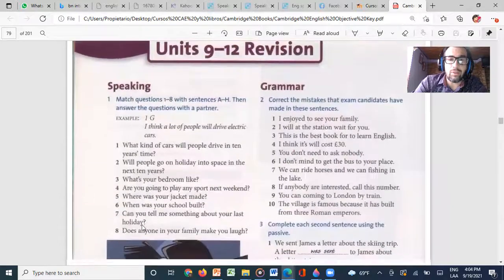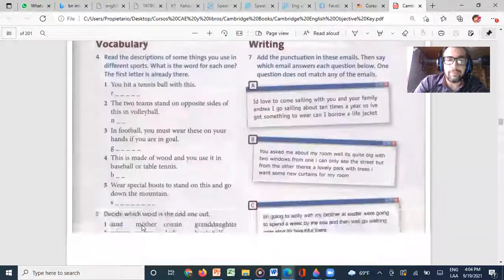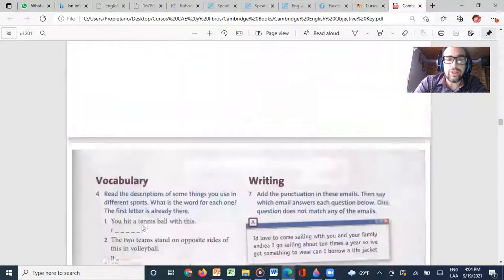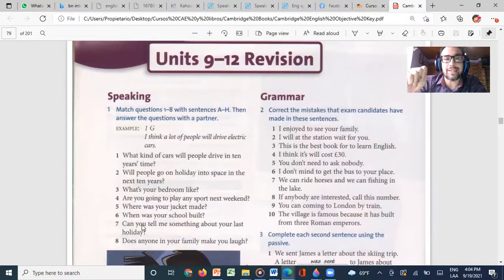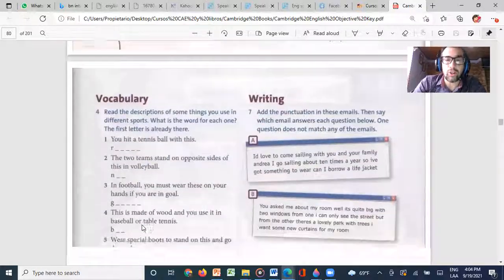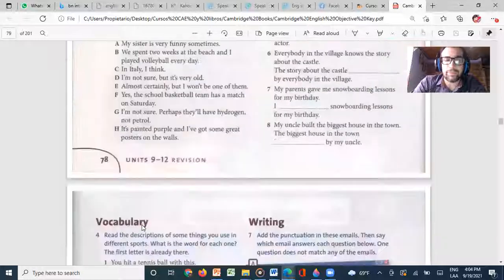So for now, well, we have the units of revision. So maybe you can start doing these revision parts, because it's like a little test that we need to do. So we can work on some of these in our live classes, but if you can start doing this right now in your booklets, it will be great.